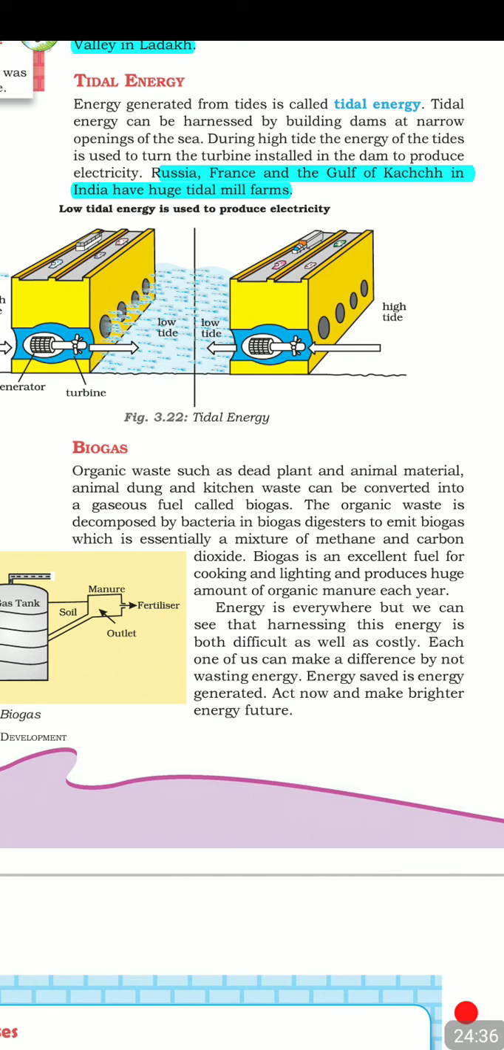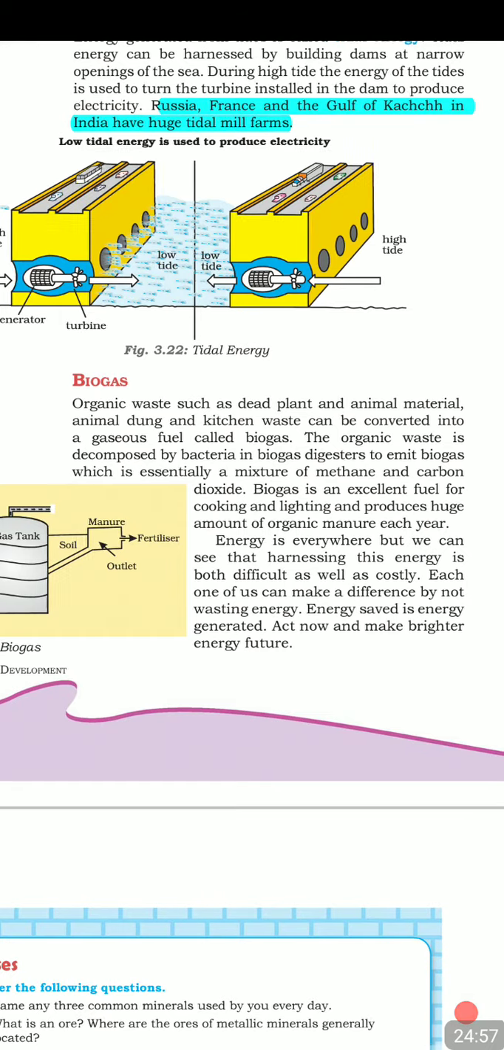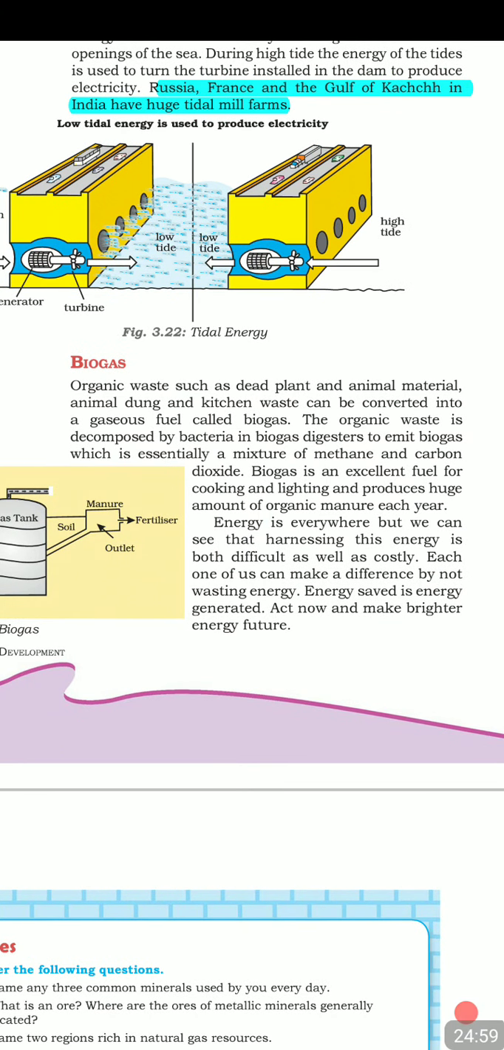The organic waste is decomposed by bacteria in the biogas digesters to emit biogas, which is essentially a mixture of methane and carbon dioxide, right? So biogas is basically a mixture of methane, CH4, and CO2. Biogas is an excellent fuel for cooking and lighting and produces a huge amount of organic manure each year, right? Wonderful. So we get electricity from one side, we also get organic manure, right?